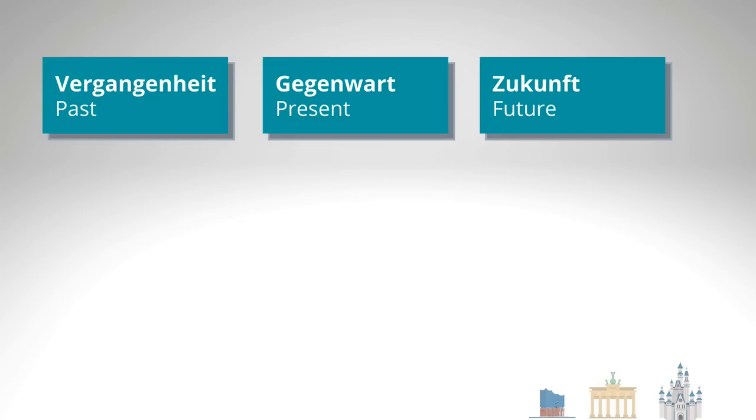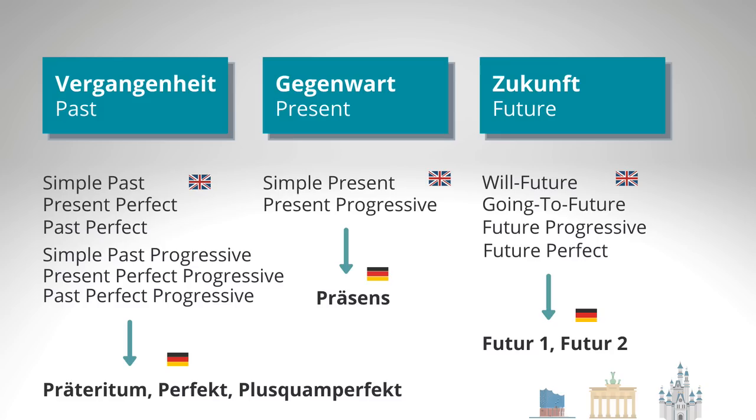But that's only the bare minimum. Most languages have more than just 3 tenses, and English even has 12. 6 past tenses, 2 present tenses, and 4 future tenses. Makes a total of 12. German only has half of that amount. We have 3 past tenses, the Präteritum, the Perfekt, and the Plusquamperfekt, 1 present tense, the Präsens, and 2 future tenses, Futur 1 and Futur 2. Let's take a look at each of them.